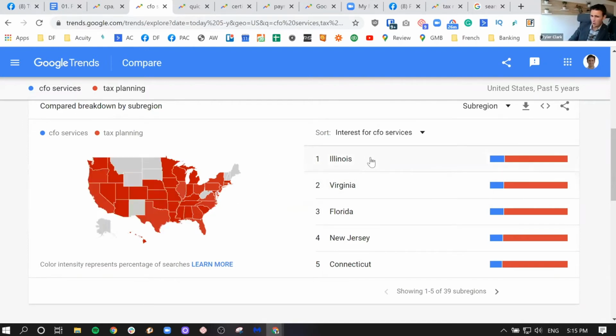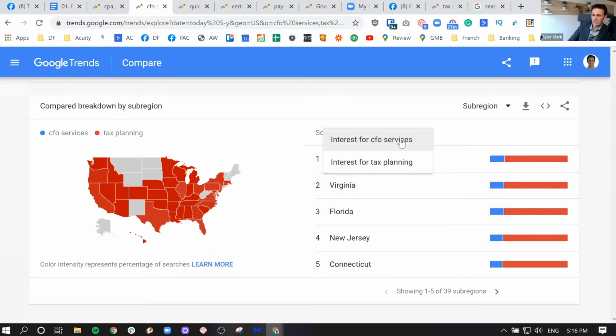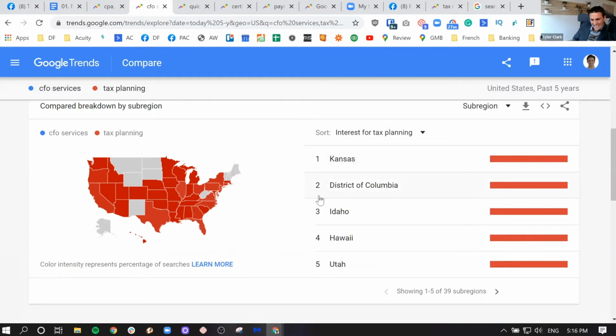And Illinois, ironically, has the highest level of interest in CFO services. What? Illinois? What? Right? Virginia, I get, because you're going to have DC, you're going to have some pretty serious people looking for CFO stuff there. But let's look at the interest for tax planning. Let's see what's the highest there. Kansas? And it almost doesn't even show for CFO. It literally doesn't show Kansas. And then DC again also has a high interest in tax planning. I wonder why. Maybe high tax rates, right?